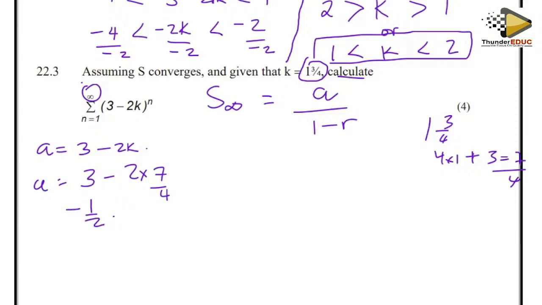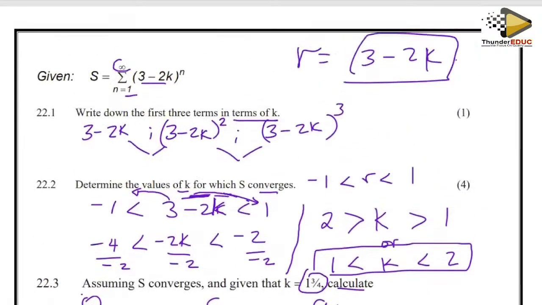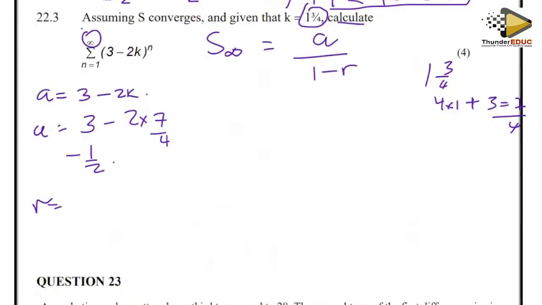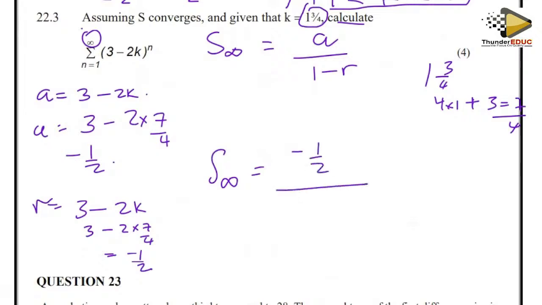Then I need to find the R. Remember from what we said, our R was that entire thing, the 3 minus 2k. So 3 minus 2k, which means it's going to be just the same thing. It's 3 minus 2 times 7 over 4, which is also negative a half. All right, that's the substitution. So that's going to be our A, which is negative a half. I'm dividing it by 1 minus negative a half.